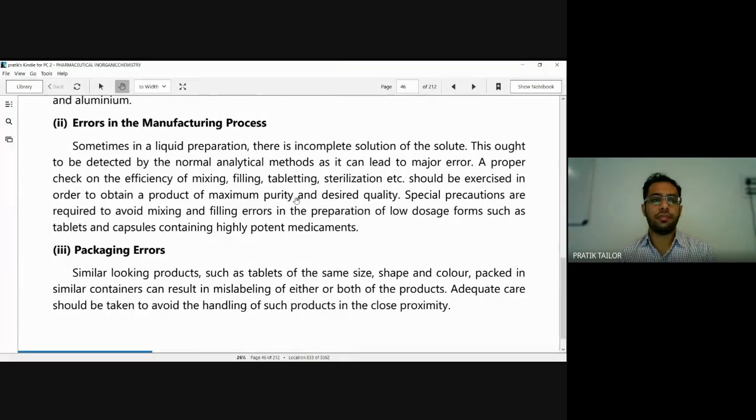Errors in the manufacturing process. Sometimes in a liquid preparation, there is incomplete solution of the solute, or a similar error can be there. In short, we are using a manufacturing process, and due to factors like incomplete reaction or any other error in following the procedure, these are called errors. These may be human errors. We can say mixing, filling, tabletting, sterilization, and due to these errors, you are getting some impurity in your final product.